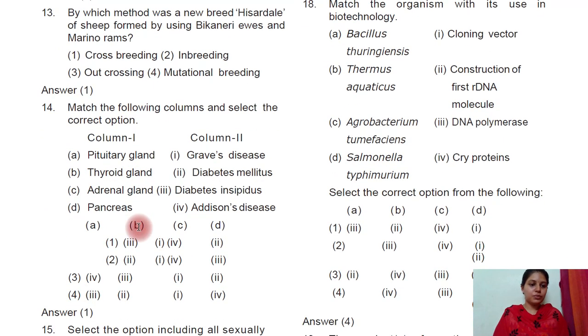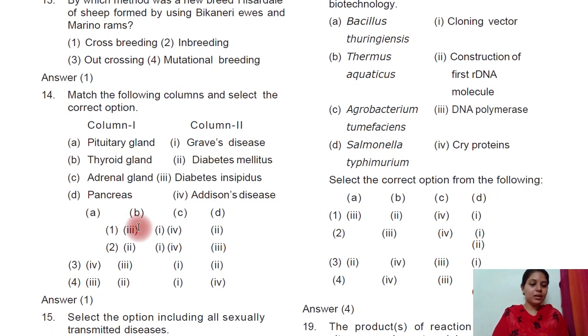Next is the fourth question. Match the following columns and select the correct option. Now you have the pituitary gland, thyroid gland. They have given the gland and the malfunction of the glands. The specific malfunctioning disease or disorder is given in column 2. So the answer is 1, because if it is 1, pituitary gland, right, it is always related to insulin, so diabetes mellitus.